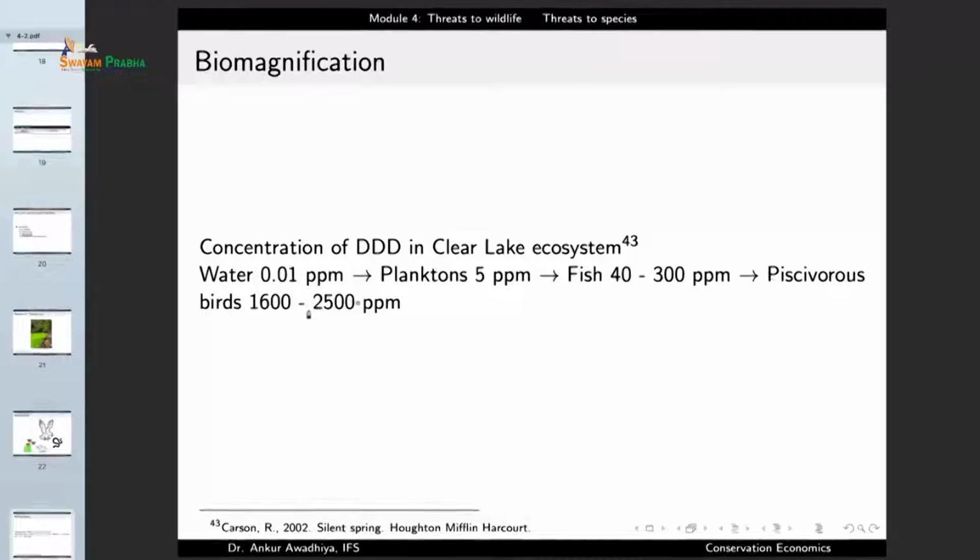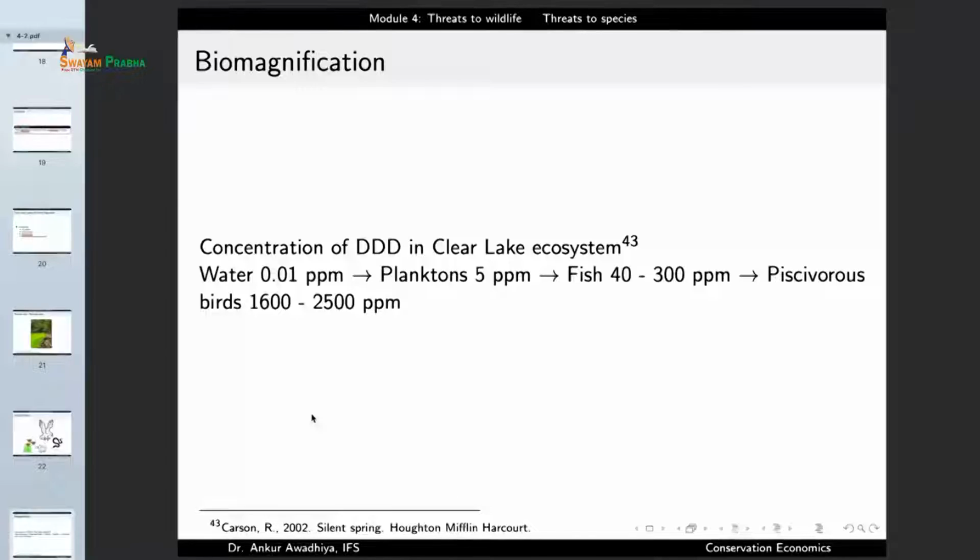And the fish eating birds had a concentration of 1600 to 2500 ppm. Now, this is a very high concentration and it would have a very drastic impact on these birds. And it was also found that a number of these birds, their population was declining very fast because of the presence of these pesticides. They were not able to lay eggs with strong shells.